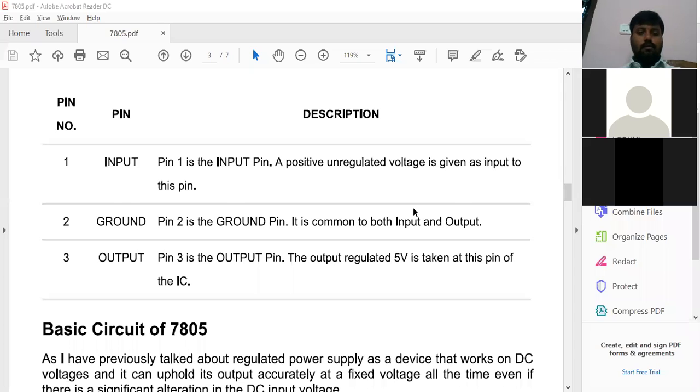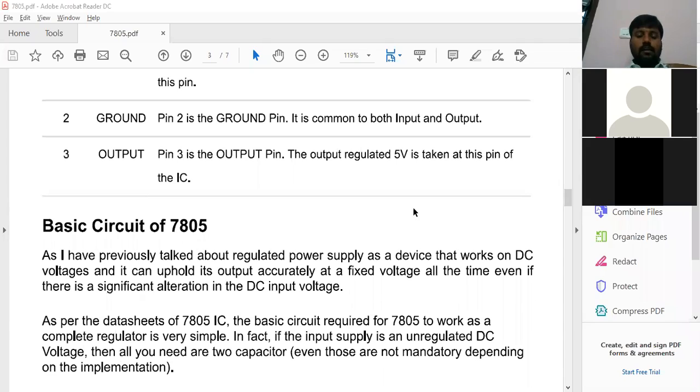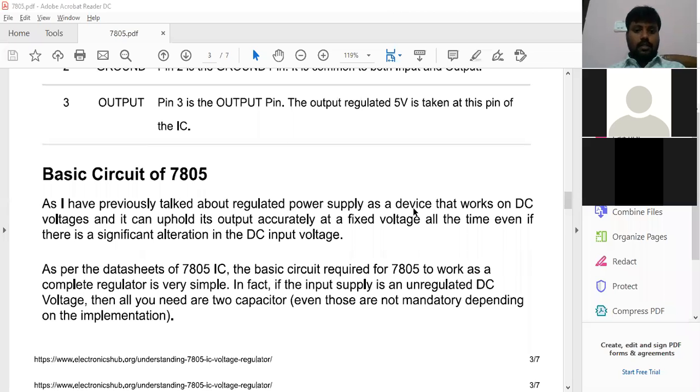Okay, and pin number 2 is the ground. It is common for both input and output, as we discussed just now. Pin number 3 is the output pin, which gives a regulated output, a constant output. If it is a 7805, it gives a constant 5 volts. If it is a 7809, it gives a constant 9 volts. Okay. Similarly, the same applies for the 79 series also. The output pin always gives constant output. 7905 gives a constant negative 5 volts. Okay. And now the basic circuit.